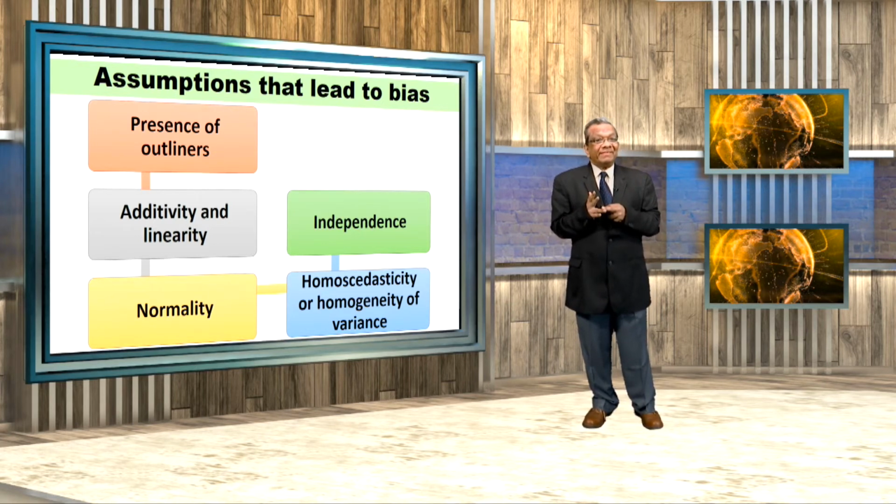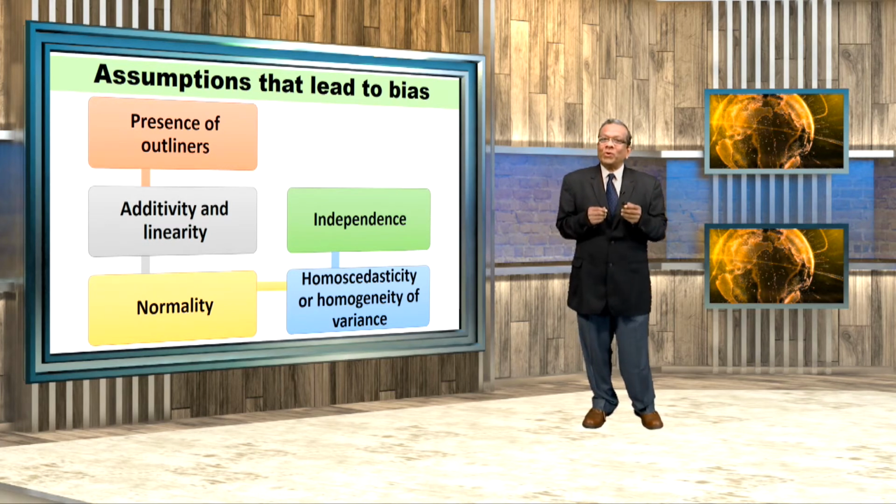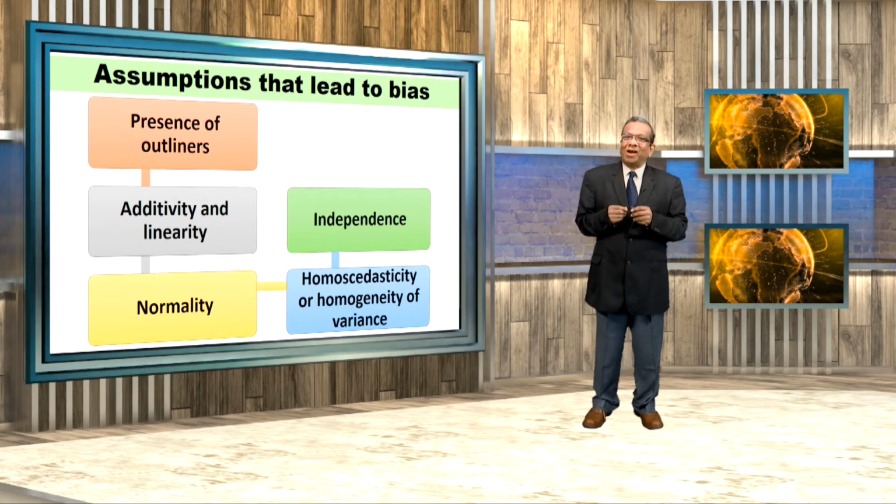The next one is additivity and linearity. The third one is normality. The fourth one is independence. And the fifth one is homoscedasticity, or homogeneity of variance. These 5 assumptions we will discuss during the course of our lecture.